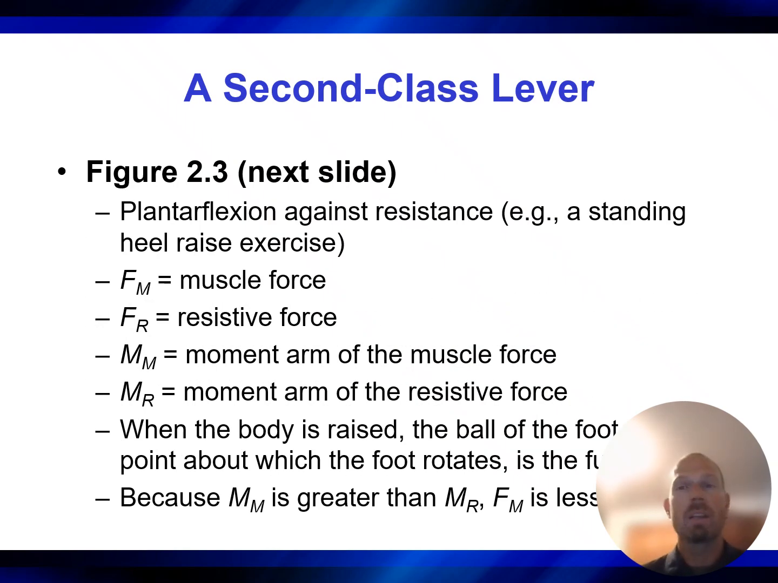A perfect example of a second-class lever in exercise is a standing heel raise. When you lift your heels, the ball of your foot serves as the fulcrum O. Because your calf muscle attaches further back, at the heel, its moment arm MM is longer than the body weight resistance arm MR.